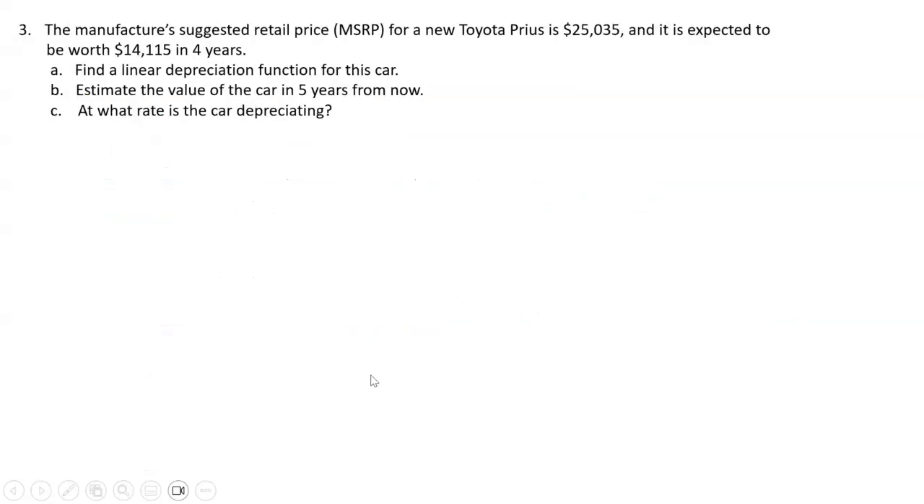Okay, now comes number 3. Number 3 states the manufacturer suggested retail price, which is an MSRP, for a new Toyota Prius is $25,035. And it is expected to be worth $14,115 in 4 years. So here, guys, they want 3 things. They want you to find the linear depreciation function of this car, estimate the value of the car in 5 years from now, and part C, at what rate is a car depreciating? Okay, well, let's start with part A.